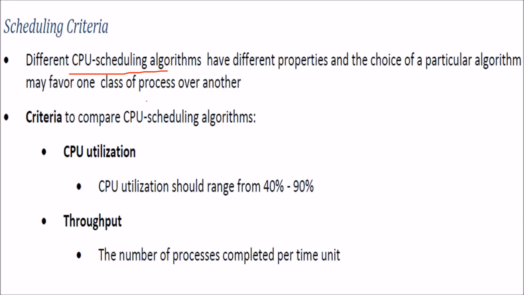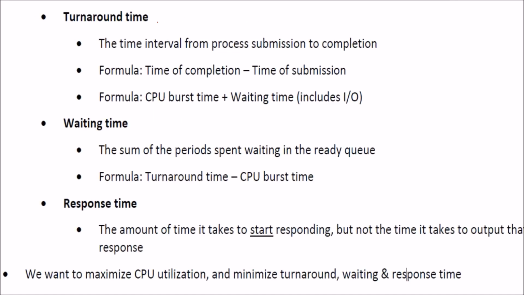What are the criteria? First is CPU utilization. We want the CPU utilization to be as maximum as possible. Throughput, that is the number of processes which are completed per unit time. This is the throughput criteria, and the number of processes completed has to be as maximum as possible. Then we have turnaround time.